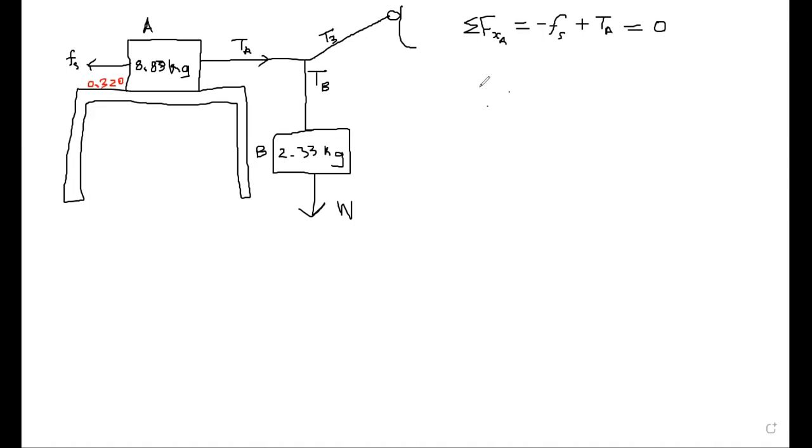Now let's write Newton's second law for block B. Let's say sum of the forces in the Y for B. Okay, in the X, let's say in the X, because we said we're going to let the right direction be positive and the down be positive X. So let's do that.